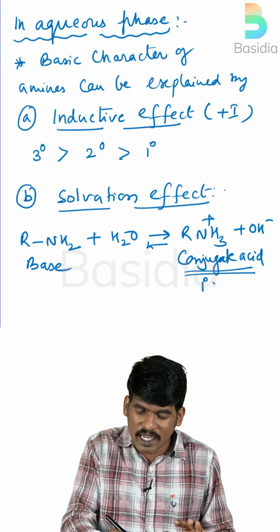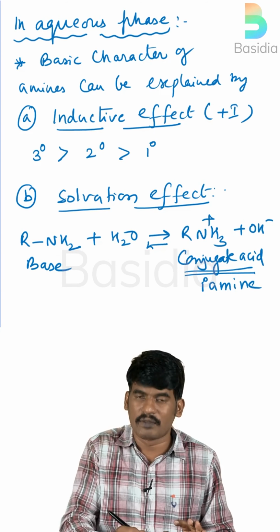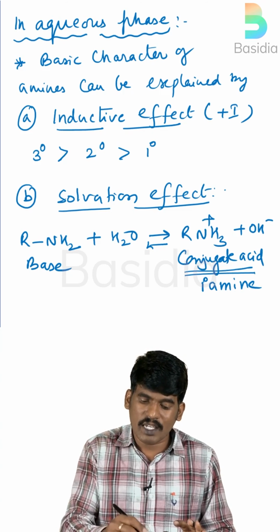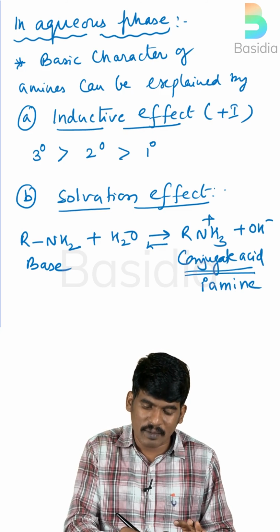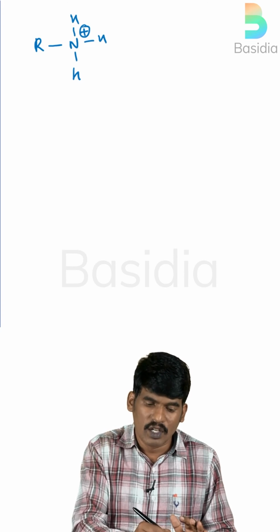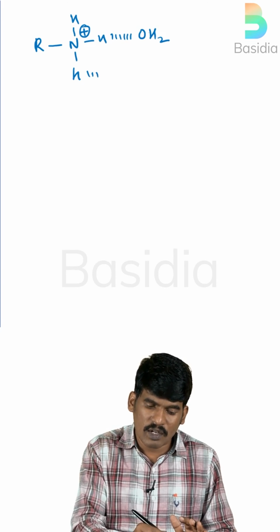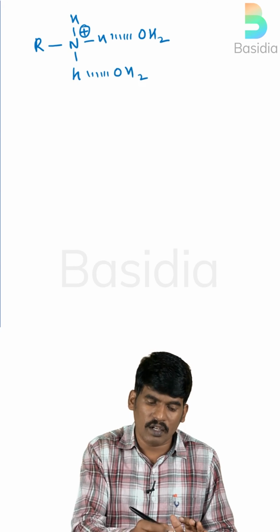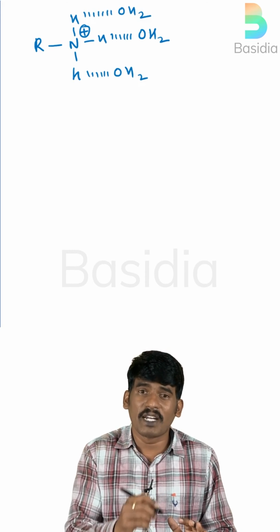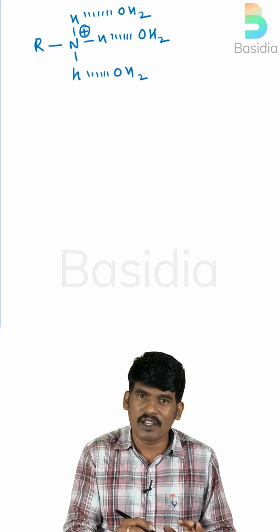This is the conjugate acid of which amine? Primary amine. Conjugate acid of a primary amine, right? So how that conjugate acid of primary amine can be stabilized, you can understand here. RNH, H, H, nitrogen develops positive charge. So this hydrogen can form a hydrogen bond with water. This hydrogen can form a hydrogen bond with water. This hydrogen can form a hydrogen bond with water. Like that, how many hydrogen bonds are there? 3 hydrogen bonds are there.